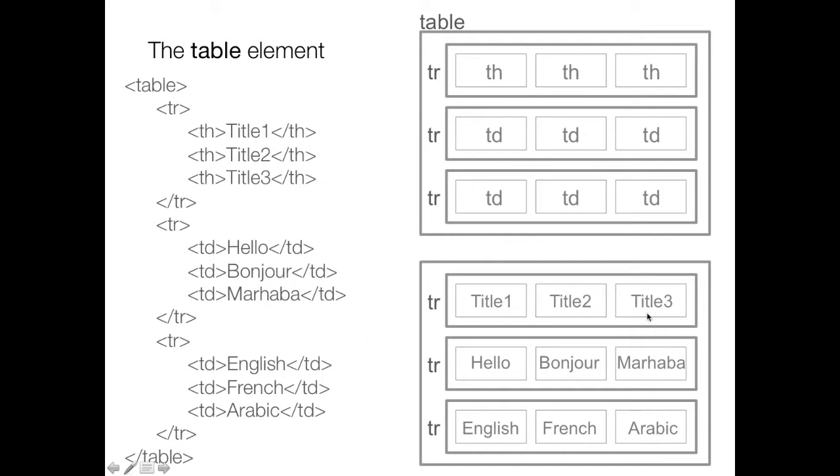And then the second table is basically what would replace these TDs and THs. So if we have title 1, title 2, title 3 instead of TH, hello, bonjour, marhaba, English, French, Arabic, and so forth. So what you see on the right side is basically the visualization of the syntax that's on the left side. So this is the beginning of writing syntax and seeing how it looks on a browser.